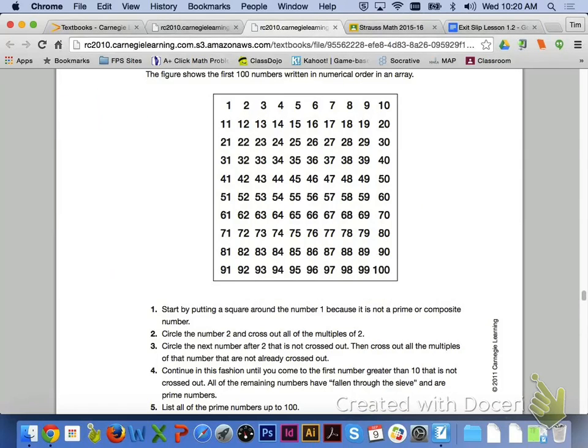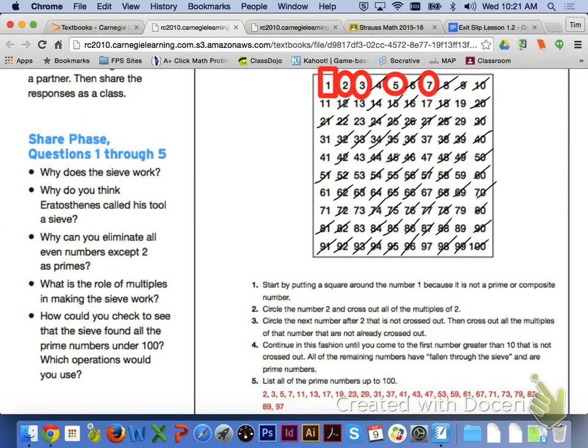What I would like you to do to get started today with your group members is answer questions 1 through 5 down at the bottom of page 32. Please follow all of the directions carefully in working with the sieve of Eratosthenes. After following all of these steps 1 through 5, here's what your figure should look like after you are done.